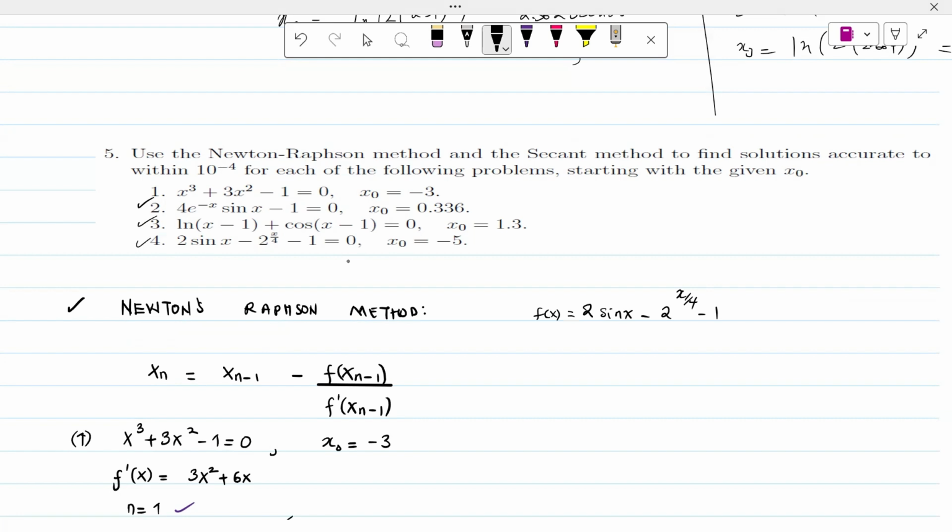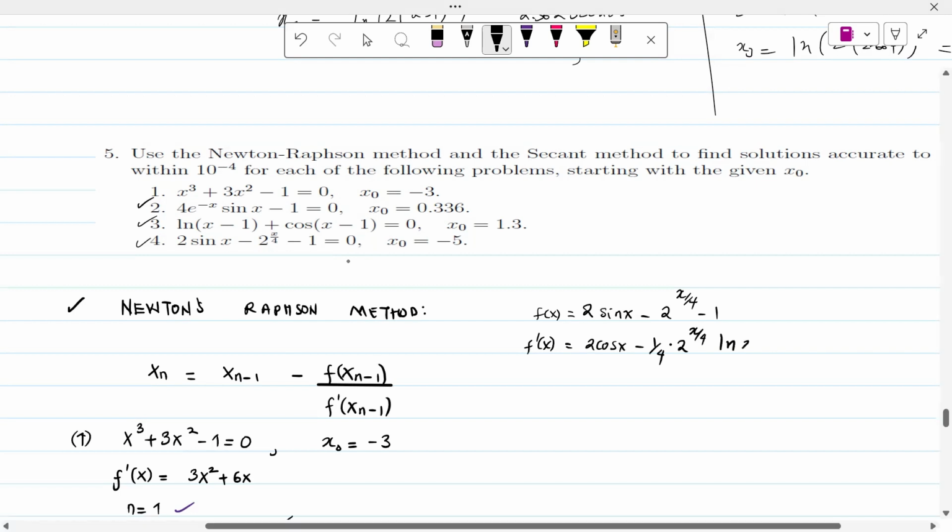So the derivative f prime of x will be equal to 2 cosine of x, minus, here you have to differentiate 2 to the power x over 4. We first differentiate the power. What's the derivative of x over 4? That is 1 over 4. And then multiply by the same function, which is 2 to the power x over 4, and then times the natural log of the base of that function, which is 2.